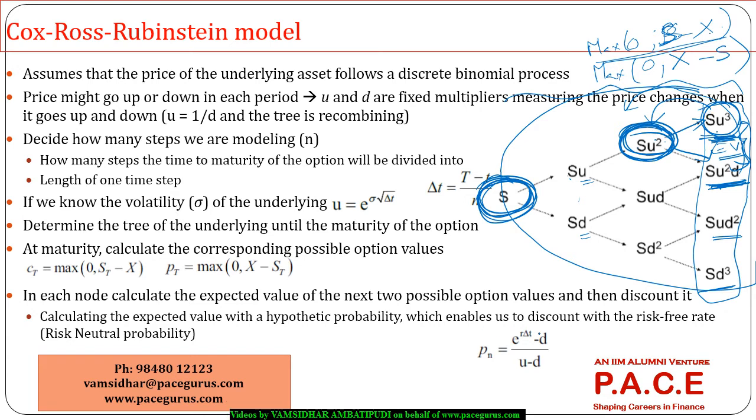Now here, one more important piece of information that we need to know is the probability of the up movement, which we compute through this mechanism: e to the power of r delta t minus the down factor, divided by the up factor minus the down factor.